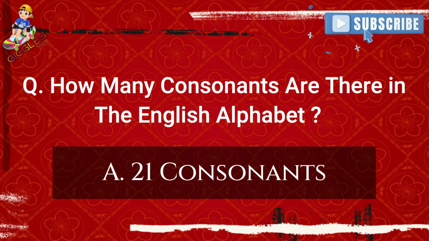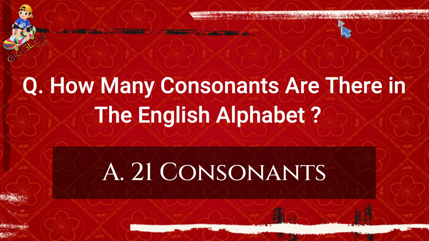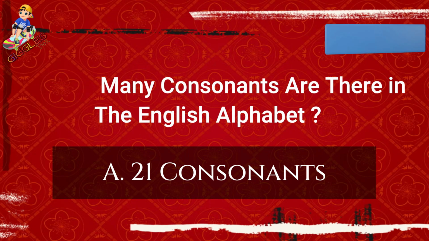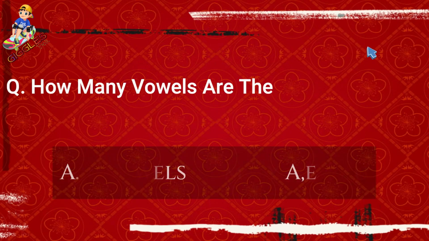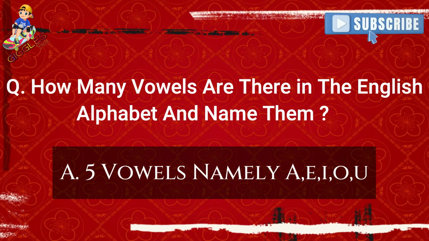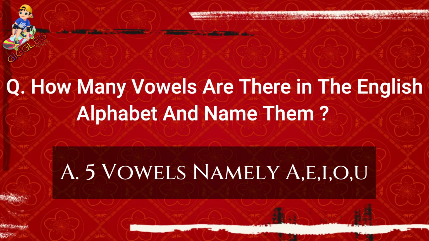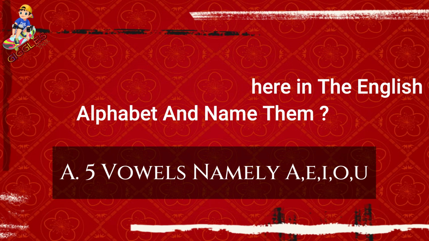How many consonants are there in the English alphabet? 21 consonants. How many vowels are there in the English alphabet and name them? 5 vowels, namely A, E, I, O, U.